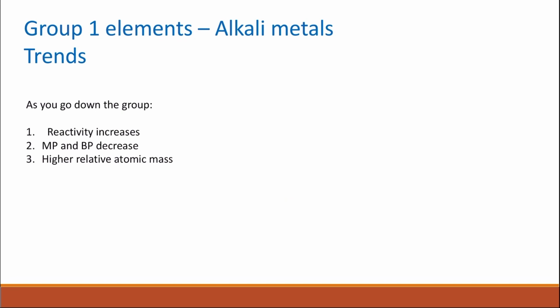Now let's talk about the reactivity trend for group 1 elements. As you go down the group, you're going to see a certain trend in their reactivity. They all have the same chemical properties, but reactivity is different. The reactivity will increase down the group. So you have lithium, then sodium, then potassium, rubidium, and so on. Sodium is more reactive than lithium, and potassium is more reactive than sodium, and so on.